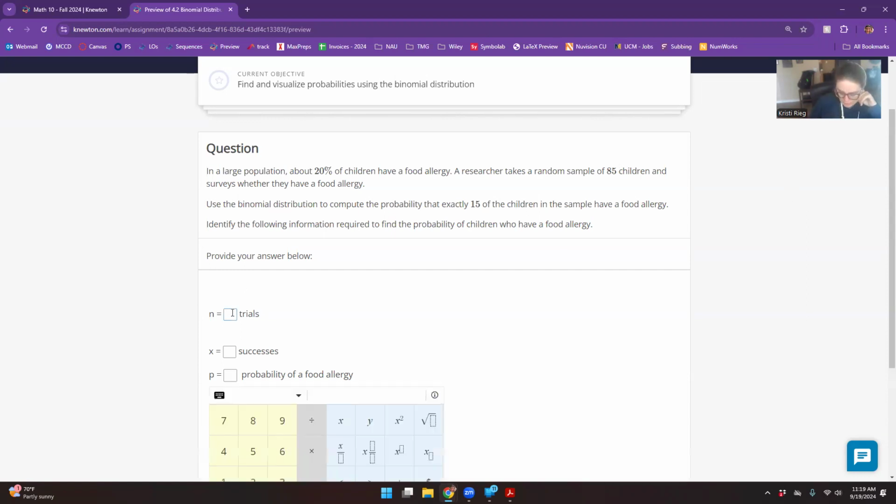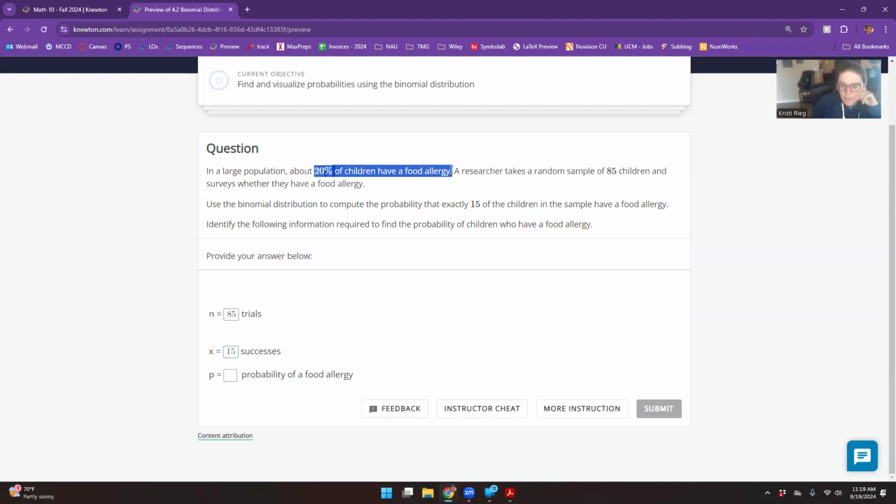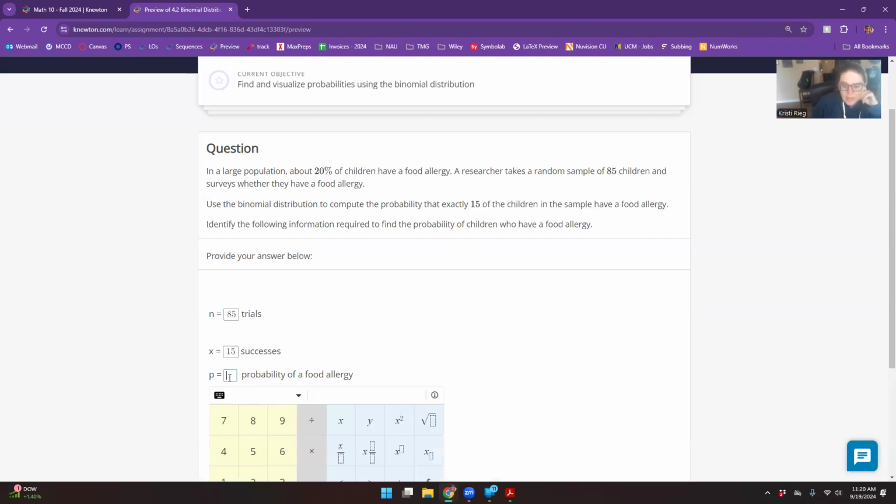Okay, so N, how many trials? That's the big number. So they surveyed 85 children. X is the number of successes. So we're looking to see how many, in this case, a success is having a food allergy because that's what it tells us. It tells us that 20% of the children have the food allergy, and we're looking for 15 of the children having the food allergy. So that's our success. And the probability of a food allergy is 20%. Remember, it's always as a decimal. Probability is always between 0 and 1. So we type in 0.2.